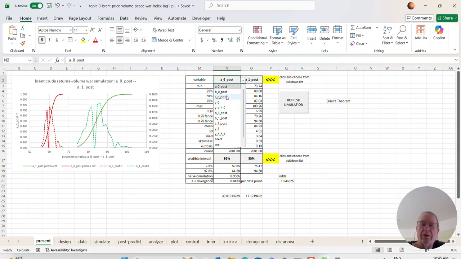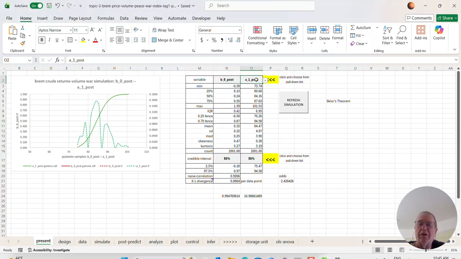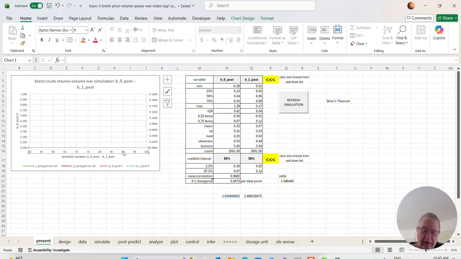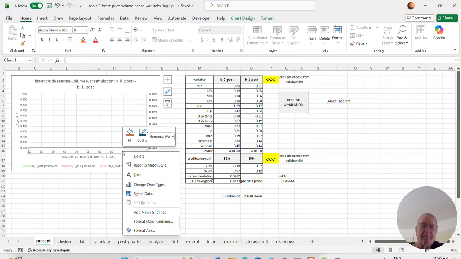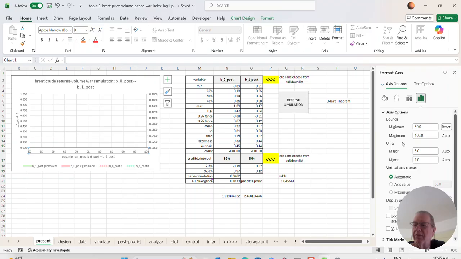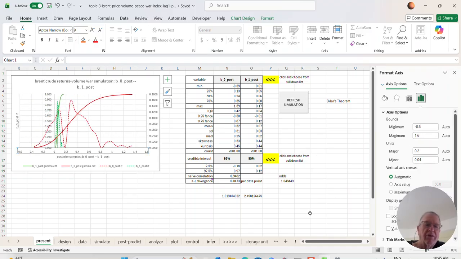We can do B0, the sensitivity one, which is a bother to me right now. I think we got it misspecified. And that goes in these ranges, and as you can see, it doesn't even look up here. And this is, again, go down to format axis, do a reset, and now you can see it. Now, are they the same shape? Yes, again, they're all the same shape.